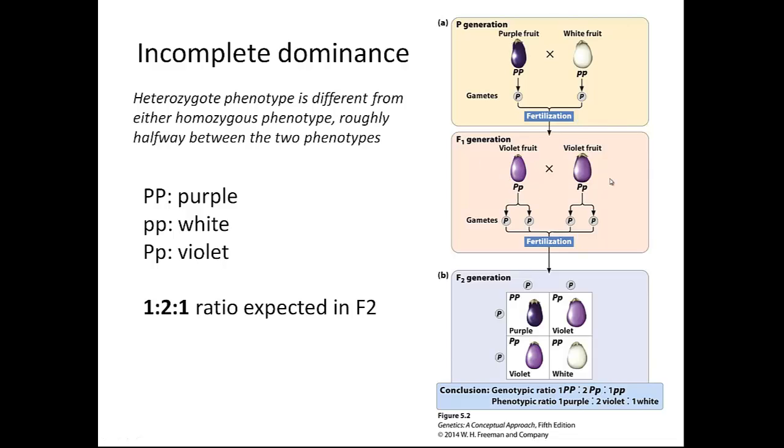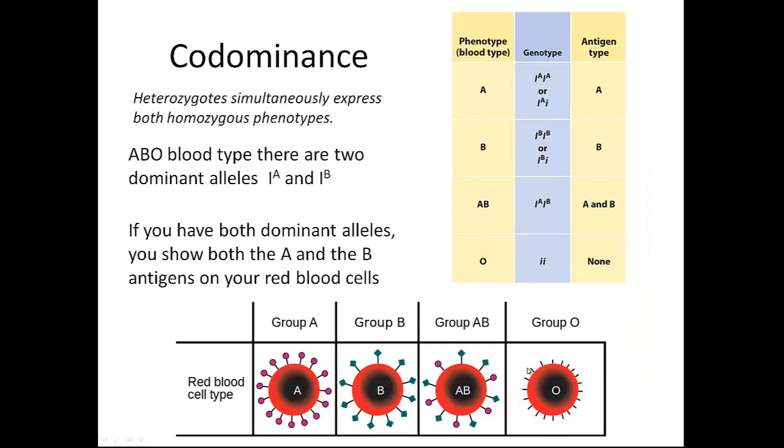Incomplete dominance gives this characteristic ratio in the F2 generation of a 1 to 2 to 1. So this would be crossing two heterozygotes together. And here's the Punnett square shown. And so if you're homozygous, you have the one extreme phenotype or the other extreme phenotype. If you're heterozygous, you have that intermediate phenotype.